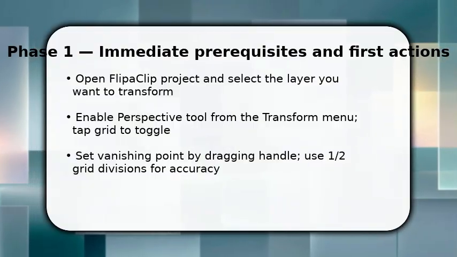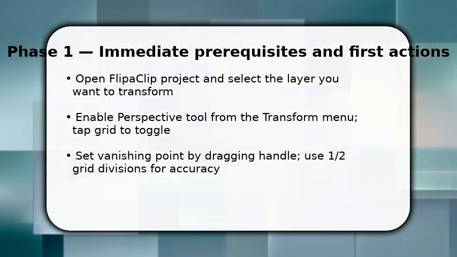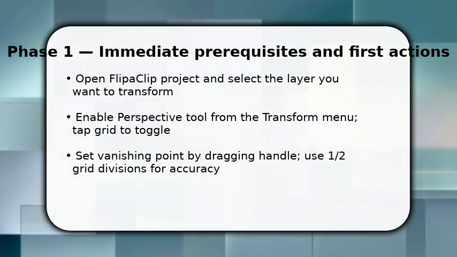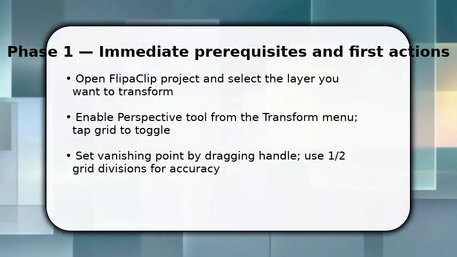You're starting right in. Open your Flipaclip project and pick the layer to change. Tap Transform, then choose the Perspective tool so you can manipulate depth. Drag the vanishing point to where the scene should converge. This defines how the object recedes.